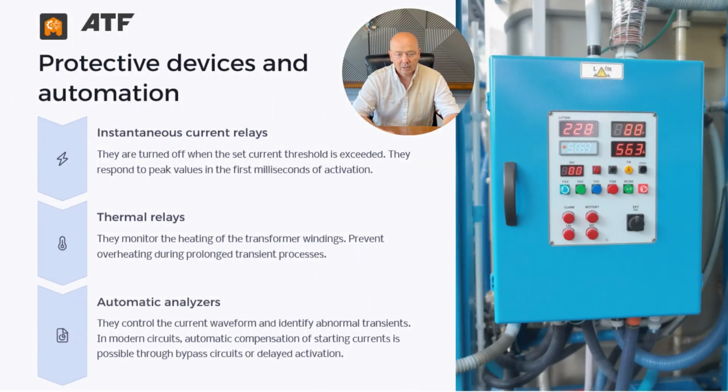Transformers are protected by instantaneous current relays. They trip when a current threshold is exceeded. Thermal relays. They monitor winding temperature. Transient analyzers. They track switching behavior in real time. Modern systems may also include automatic inrush compensation using bypass circuits or delayed switching.